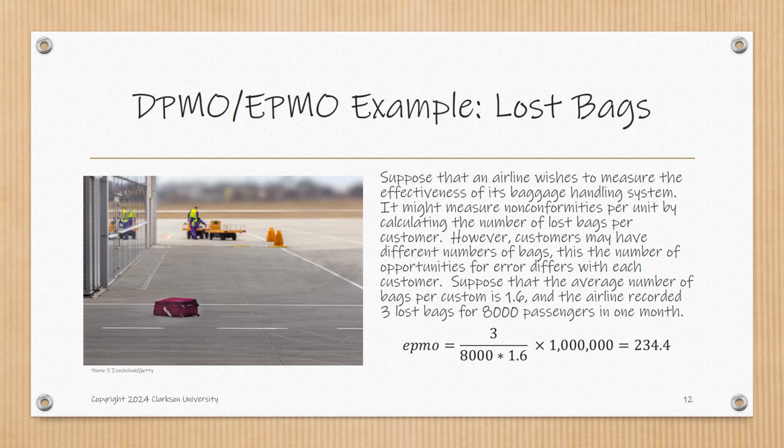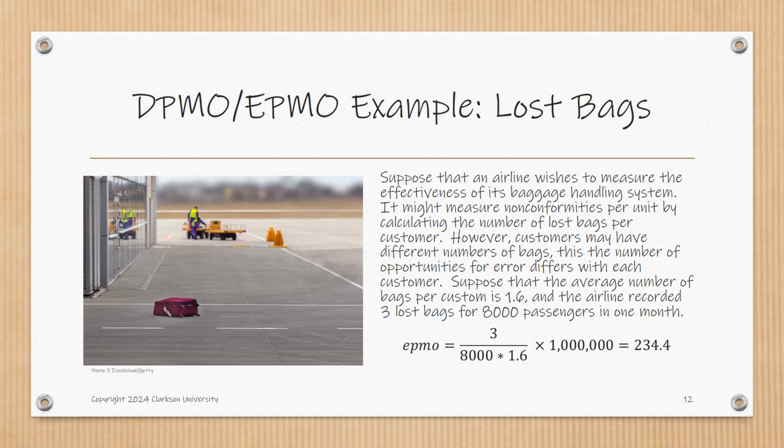Suppose that the average number of bags per customer is 1.6, and the airline recorded 3 lost bags for 8,000 passengers in 1 month. Then, using the formula, we have 3 lost bags divided by the quantity 8,000 passengers times 1.6 bags per customer times 1 million, equaling a DPMO rate of a little over 234. This is equivalent to a process operating at a 5 sigma level.